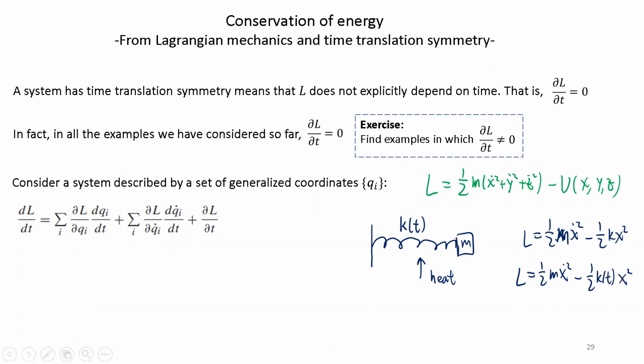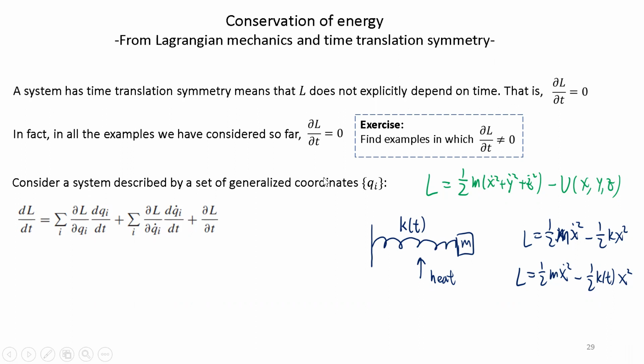So this is a situation where the mechanical system, the Lagrangian, depends on time explicitly. So I do have a time here. You may be able to come up with other situations, but this is one of the examples.